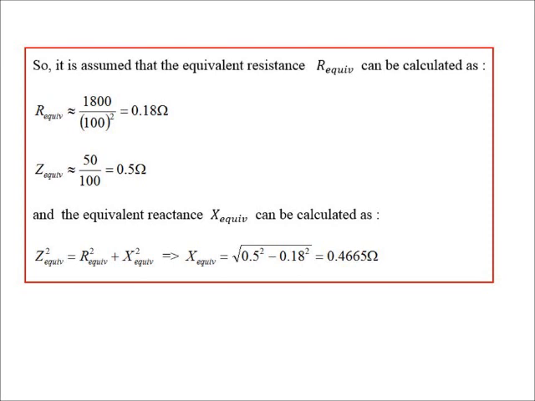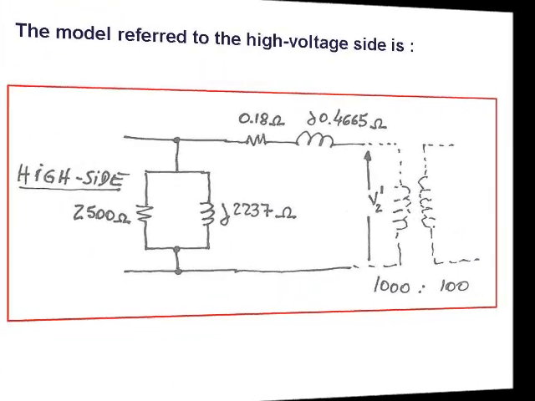And the equivalent reactance could be calculated by considering that the magnitude of the impedance squared is equal to the real part squared plus the imaginary part squared, R equivalent squared plus X equivalent squared. So we can find X equivalent, which is the sum of XL1 and XL2 prime. That's 0.4665 ohms. We are using primes, XL2 prime and R2 prime, because we are reflecting from one side to the other side, okay? We are reflecting to the high voltage side.